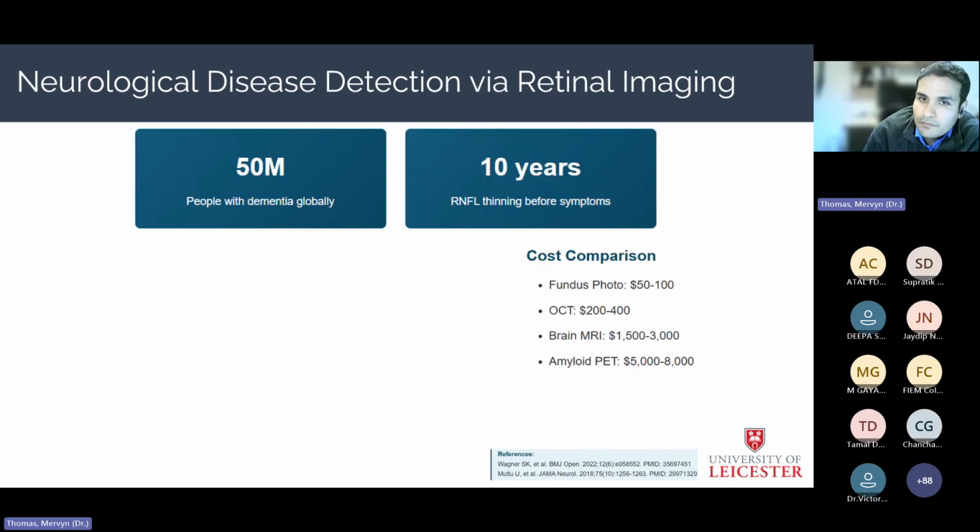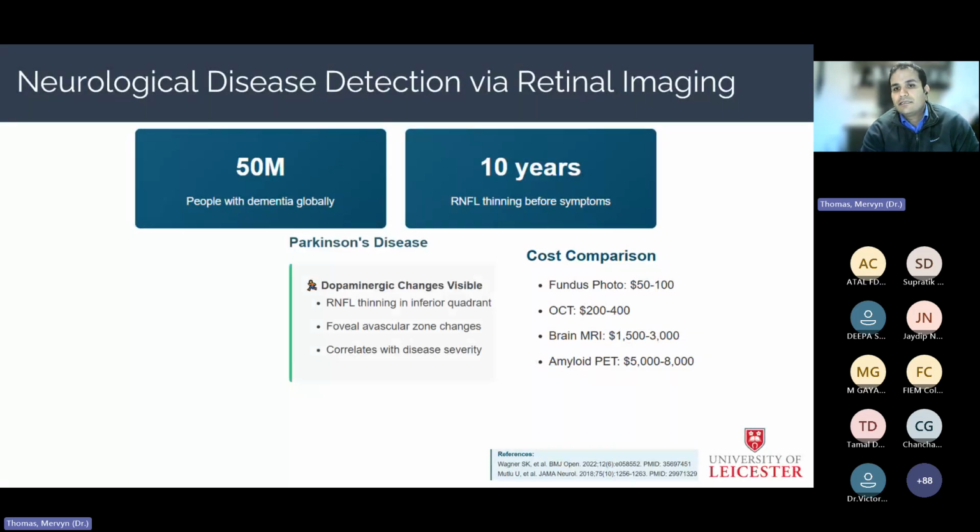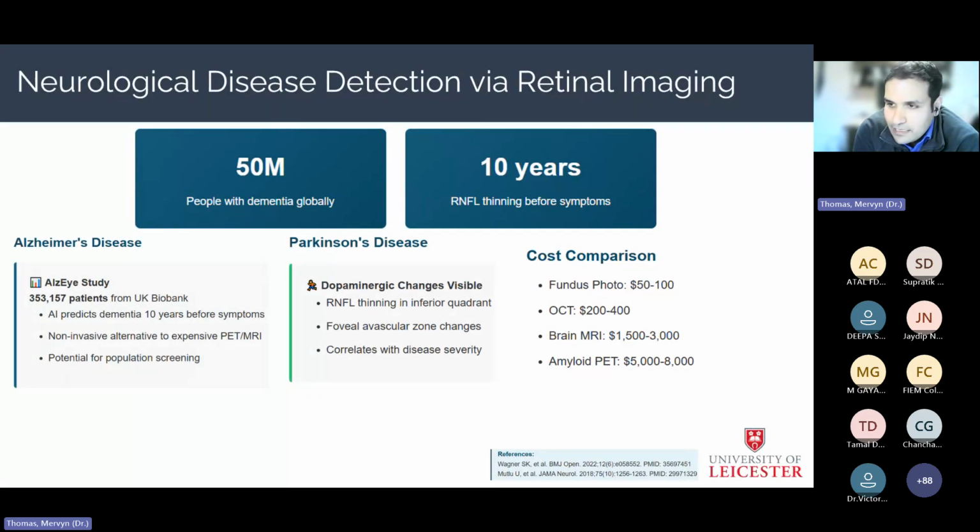Now, moving away from cardiovascular disease to more neurological disease detection via retinal imaging, the potential again here is enormous. 50 million people globally have dementia. Retinal nerve fiber layer thinning can occur 10 years before symptoms appear in dementia patients. And there's again a study led by UCL, which is called the ALZI study.